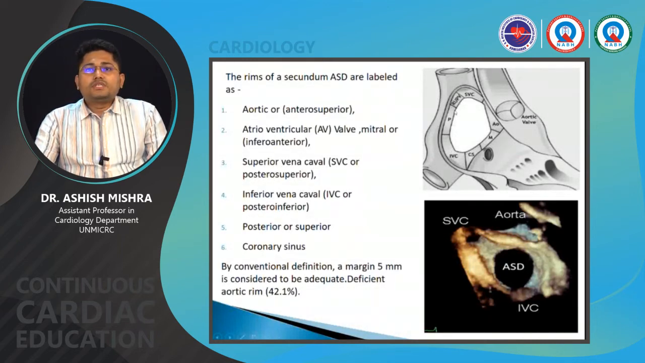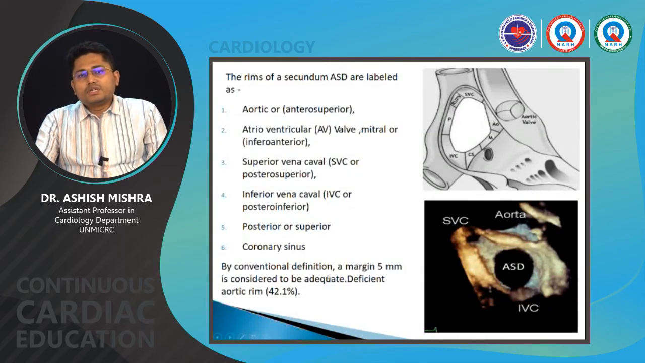For SVC and IVC orientation, or the rims, it is important to get a good bicaval view at the mid-esophageal level, which will bring out the SVC and IVC. One should also screen for the draining pulmonary veins while planning for ASD device closure. If we have partial or complete anomalous pulmonary veins, basically the candidate would be for surgery rather than device closure.